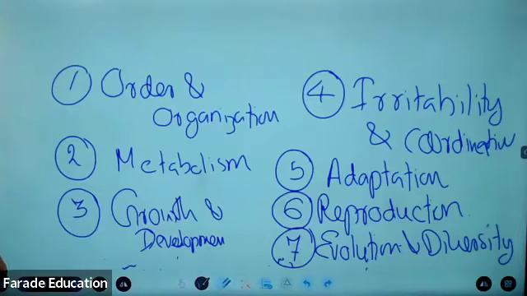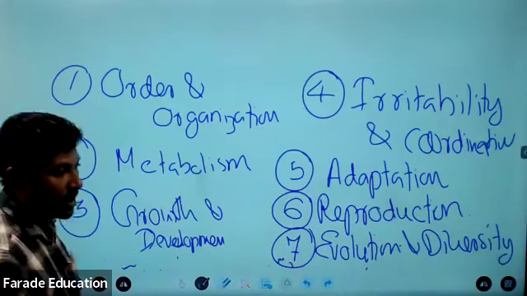Number one is order and organization. Number two is metabolism. Number three is growth and development. Number four is irritability and coordination. Number five is adaptation. Number six is reproduction. And number seven is evolution and diversity.